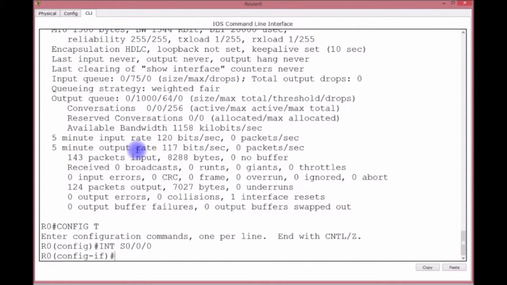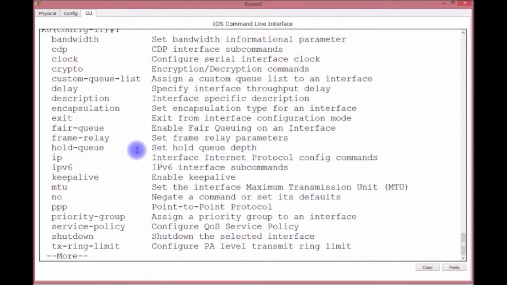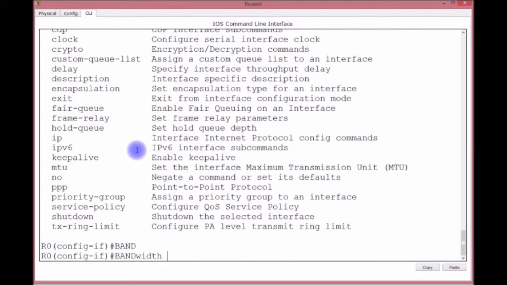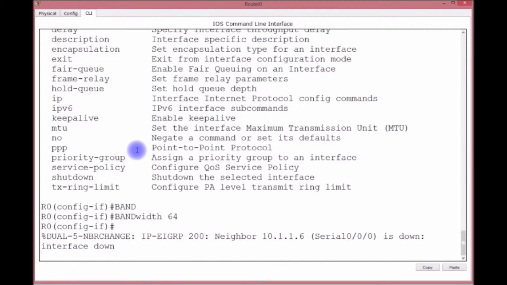Okay. Now again, I'm gonna put a question mark there, and there's many things that you can do. You can see the delay. That's really what you want to mess with. But for our purposes, for the CCNA, we're going to mess with the bandwidth. So bandwidth, we're going to make it a 64 kilobit chunk. Okay, 64 kilobits. And hit enter.